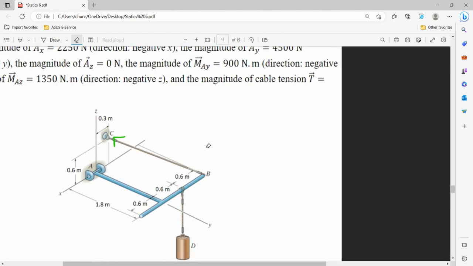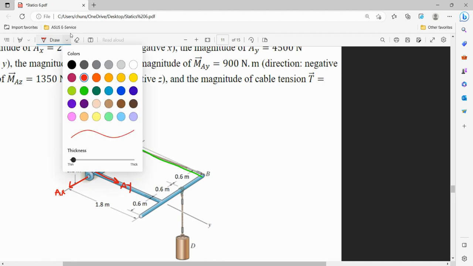We are shown that there is an angle. So we can use some of our knowledge from, I believe, week 2 or 3. So this is BC. Okay, and A, we cannot translate this in our X, Y, or Z directions. So we have AZ, AX, and AY. And we have some moments to consider.